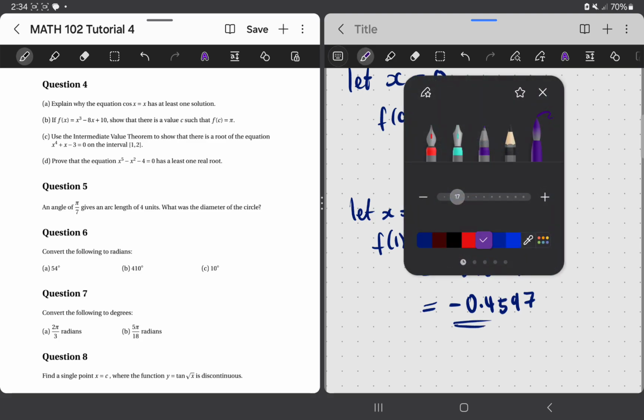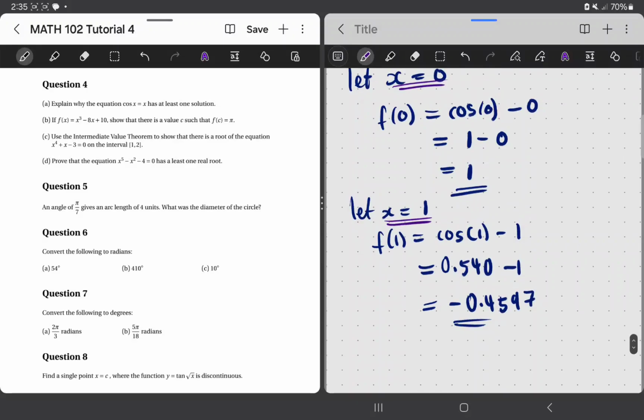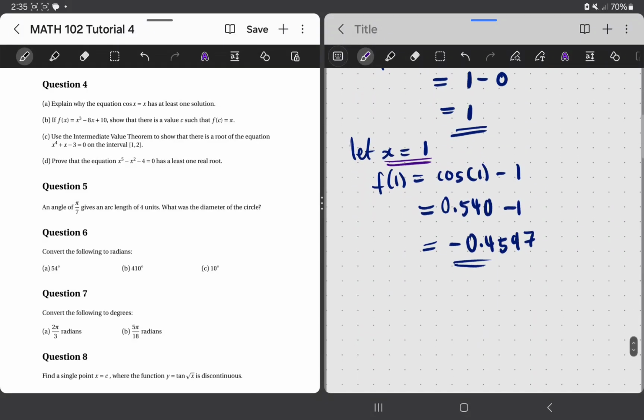So that means definitely between x equal to 0 and x equal to 1, there has to be a solution there. So we've proved that there is a solution. What is the solution? It's an x value which will give us exactly 0 as our answer when we put it in. One is giving us positive, the other one negative. So it means in between them there is a 0.